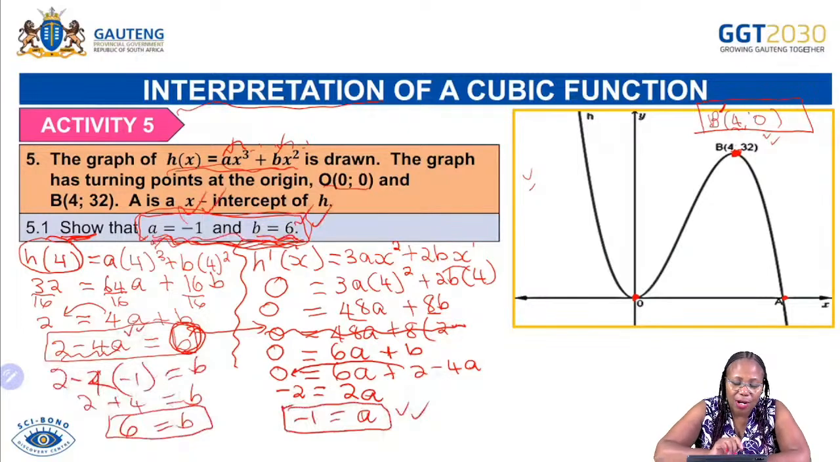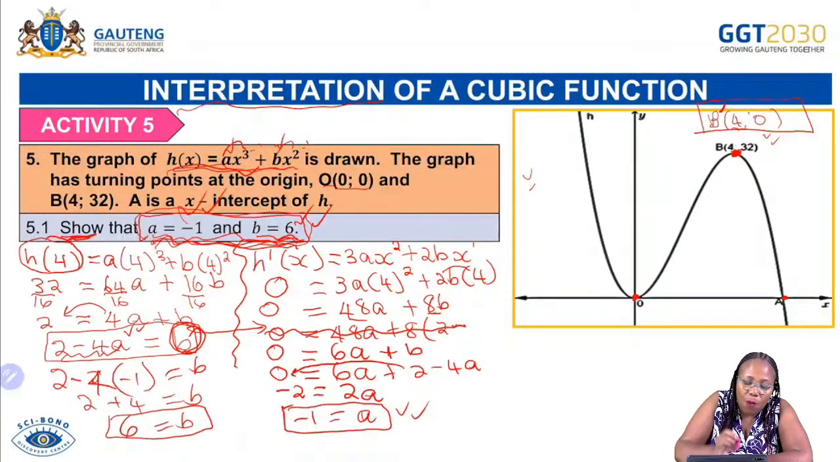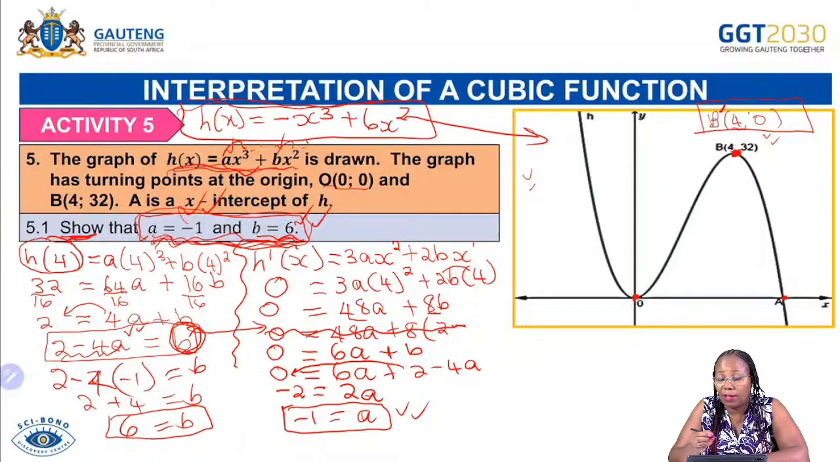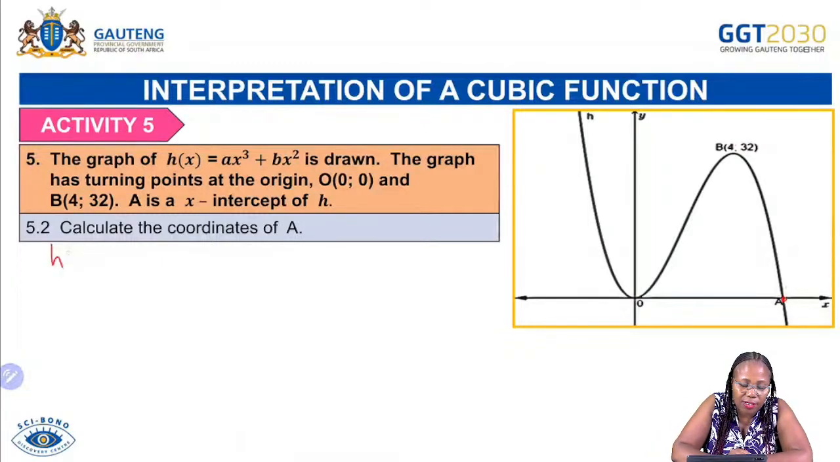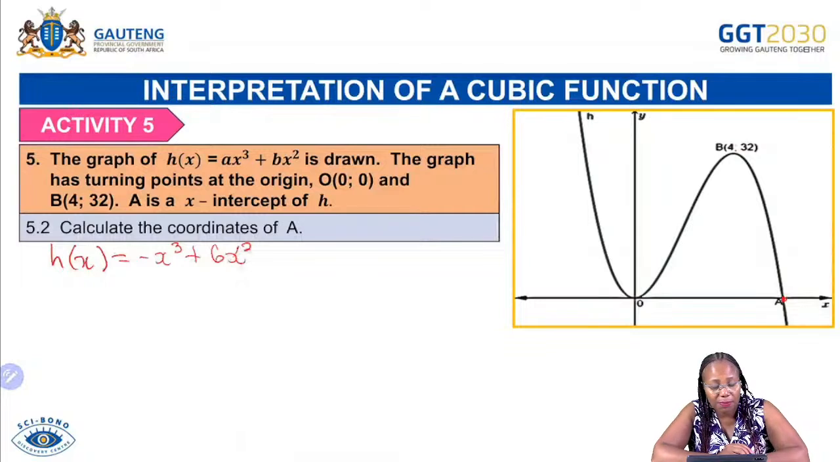Now, what is the actual equation for this graph? Our actual h at x function is h at x equal to, a is minus 1, this is minus x cubed, and then b is 6, that is 6x squared. That was the original equation for this particular graph there. That is how you find the equation. And then now they say calculate the coordinates of a. Now we know the actual equation of this is h at x equal to minus x cubed plus 6x squared, as we have calculated previously.